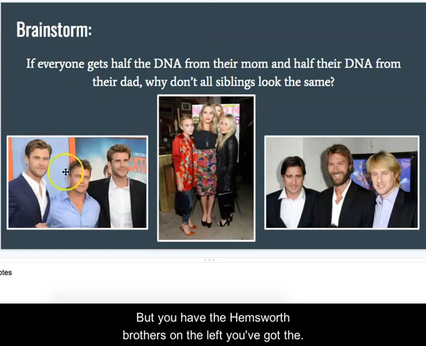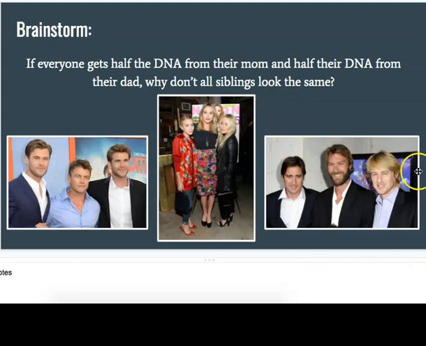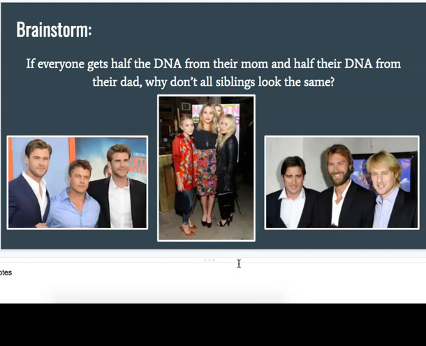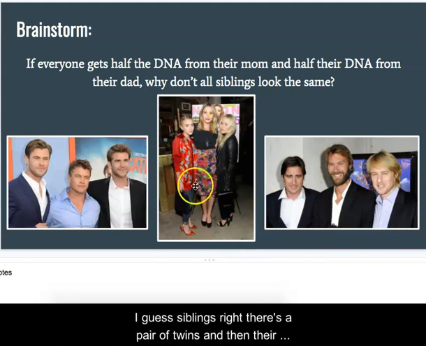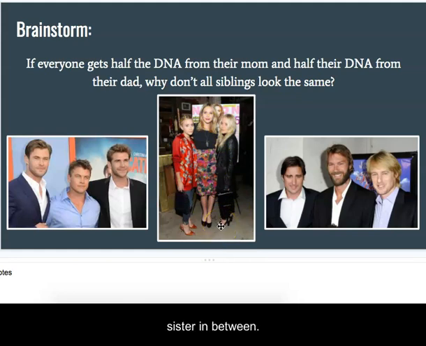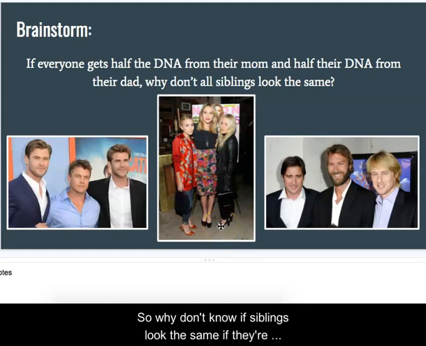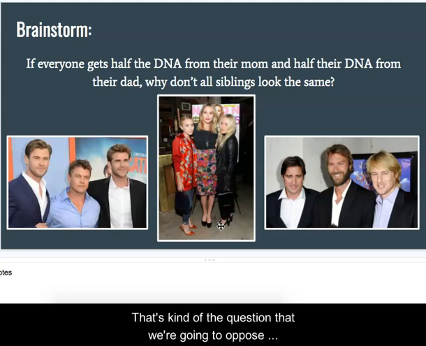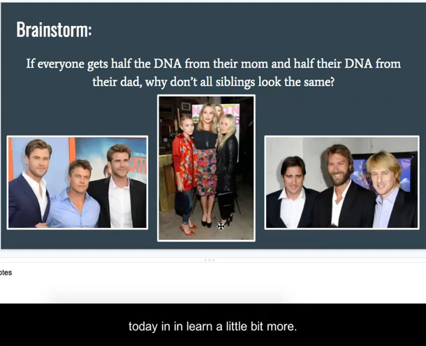But you have the Hemsworth brothers on the left, you've got the Wilson brothers on the right, and you've got the Olsen twins in the middle. Or I guess siblings, right? There's the pair of twins and then their sister in between. So why don't all siblings look the same? If they're getting half of their genetic material from the same sets of people, why is it that they don't look exactly the same? That's the question that we're going to pose today and learn a little bit more about.